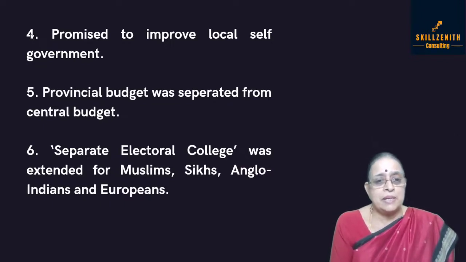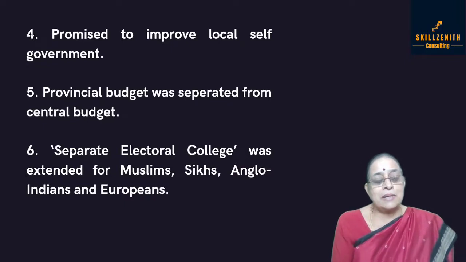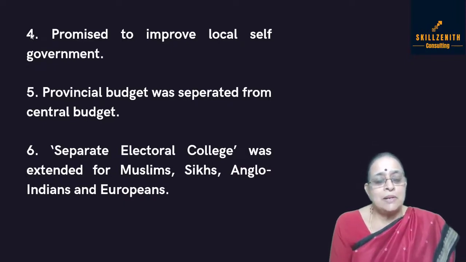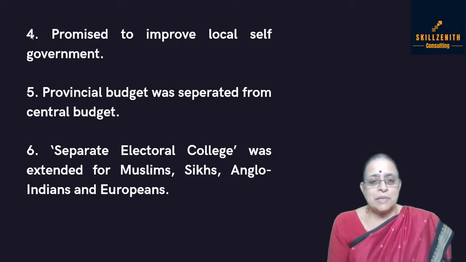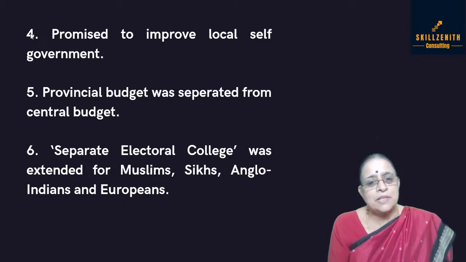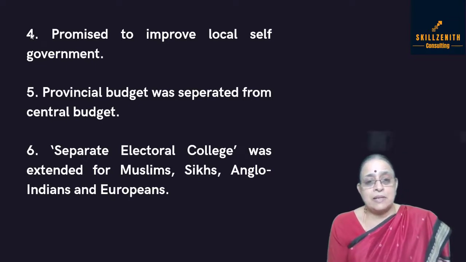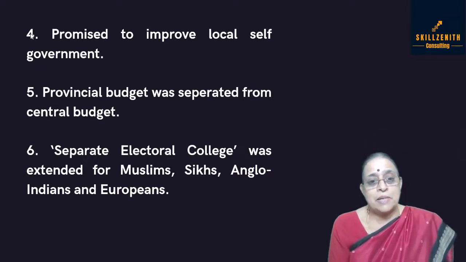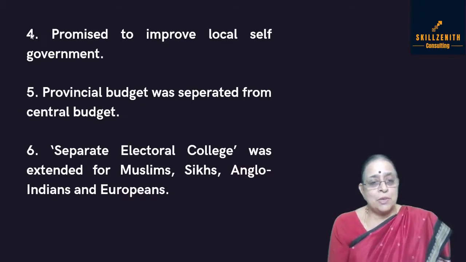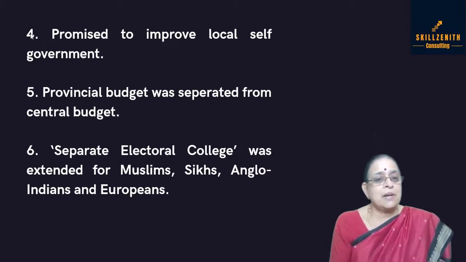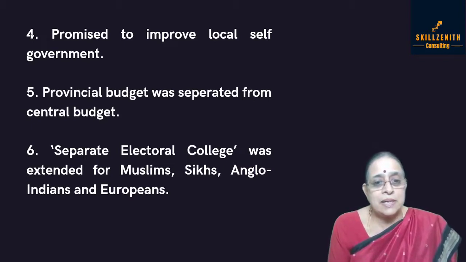Separate electoral college was extended for Muslims, Sikhs, Anglo-Indians and Europeans. To get the idea, electoral college means if Muslims stand, Muslim representation was there, only Muslims were to vote. Sikh leader was to be nominated, means Sikhs were voting, Anglo-Indians were there, Europeans were there. They made a separate electoral college for separate caste and separate religion. They did not make one representation, one system of vote as we have now. They introduced separate electoral college.